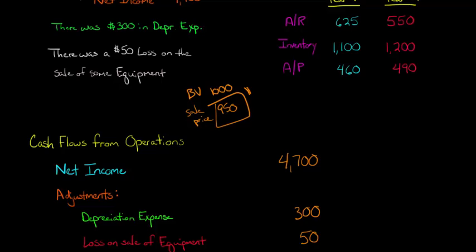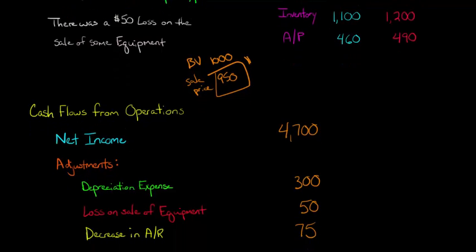All else equal, we're getting paid, right? The accounts receivable are accounts that we have where people owe us money, and if that goes down, that's a good thing. That means that we're getting paid. So what we're going to do is we're going to add that decrease in accounts receivable, we're adding the $75 there. Now, with inventory, when we look at our inventory, we're actually going up. We're going from $1,100 to $1,200.